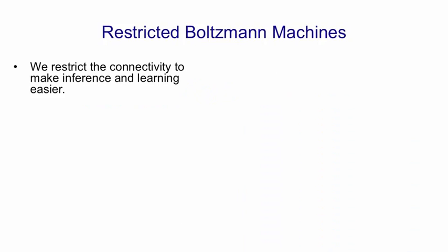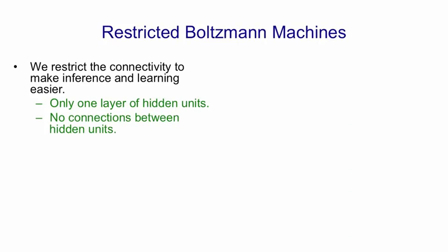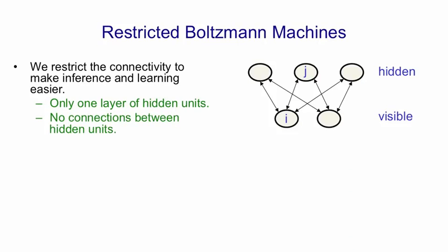In a restricted Boltzmann machine, we restrict the connectivity of the network in order to make both inference and learning easier. So it only has one layer of hidden units, and there are no connections between the hidden units. There are also no connections between the visible units. So the architecture looks like that. It's what computer scientists call a bipartite graph. There are two pieces, and within each piece there are no connections.